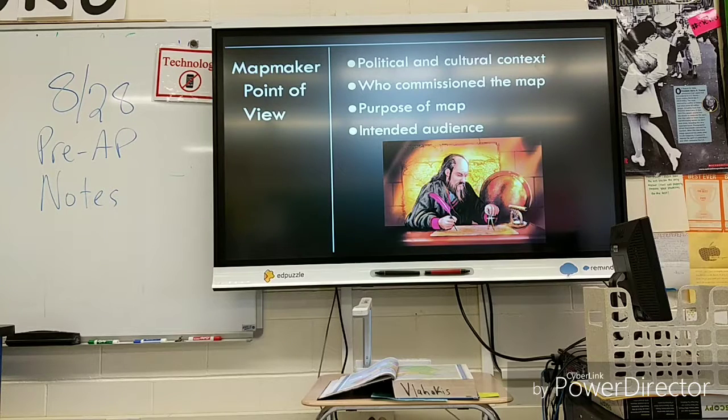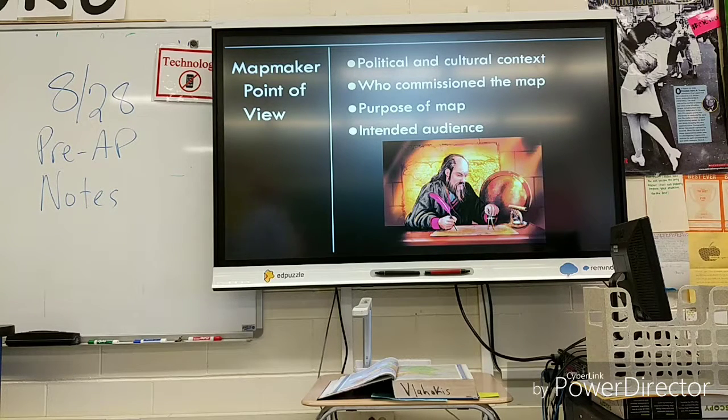Some maps need to be used by sailors and they need straight lines to and from places. And who is the intended audience? When you go on the red line and you're looking at that map of all the stops, the audience is a person riding the red line. The audience is not someone in New York City. The audience matters. So whoever the map maker is making the map for definitely matters.